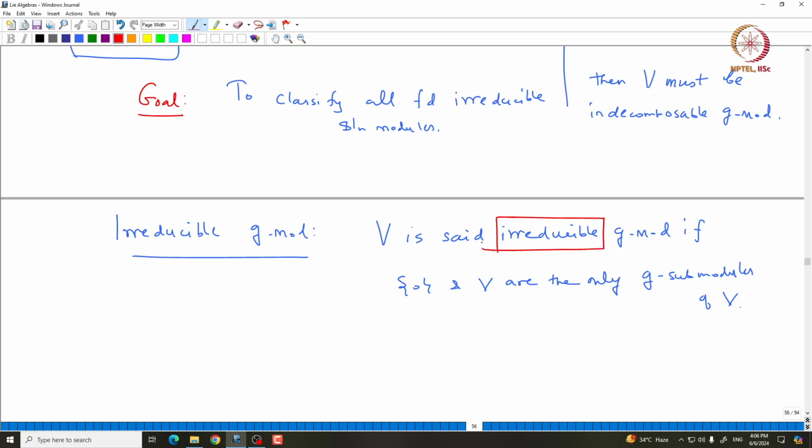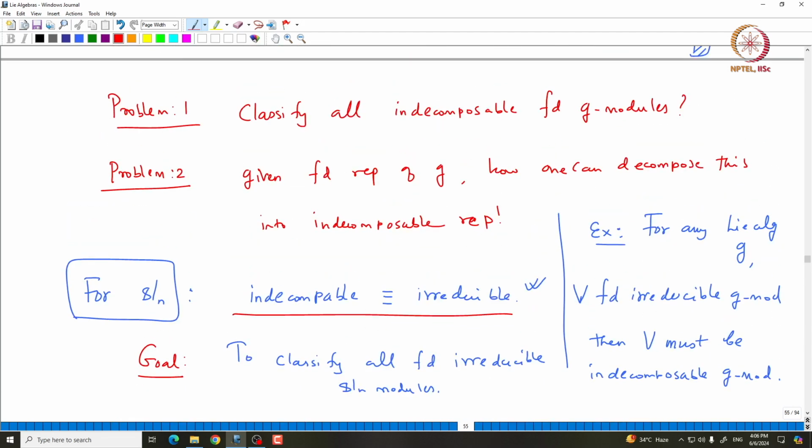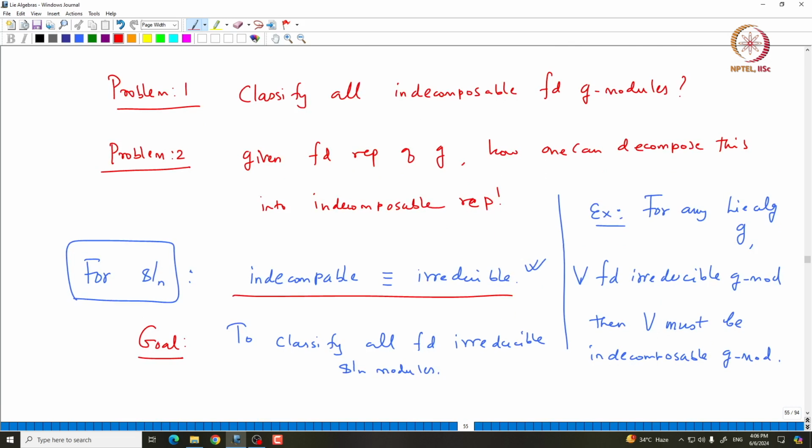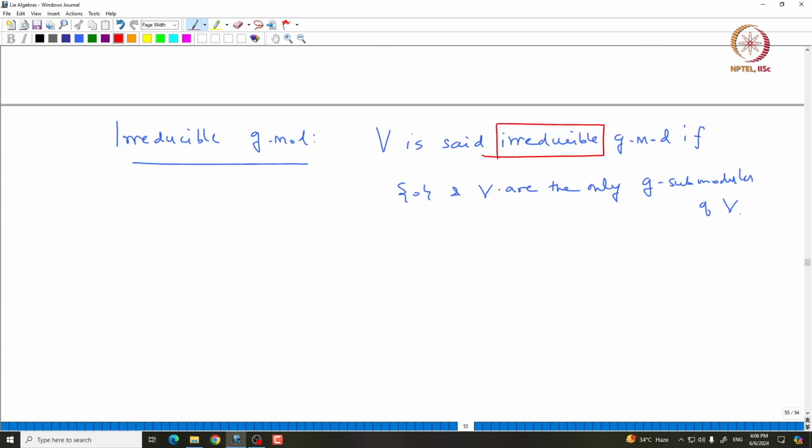The notion of irreducible modules is very important. That is because indecomposable modules are the same as irreducible modules, and complete reducibility tells us that any finite dimensional representation of SLN can be written as a direct sum of irreducible modules. That will reduce our problem of classifying finite dimensional representations of SLN to classifying all irreducible modules. So, first we will do this for SL2 and then later for SL3, and after that we will generalize everything to SLN.